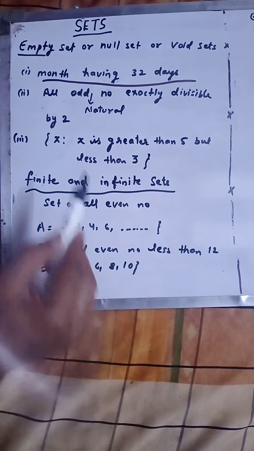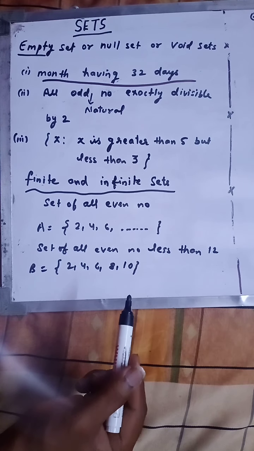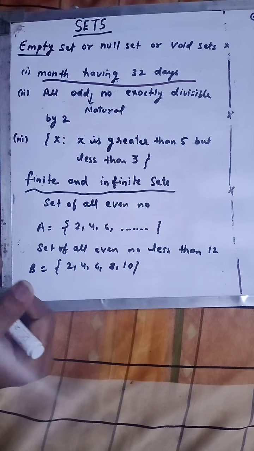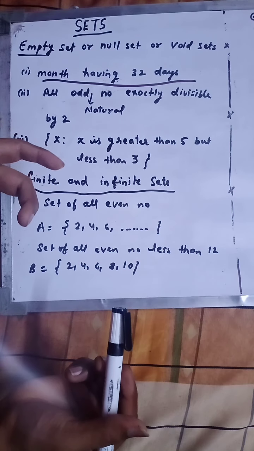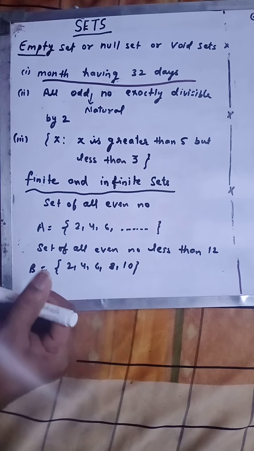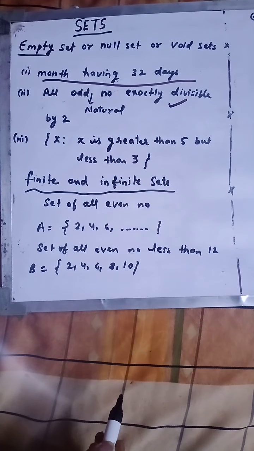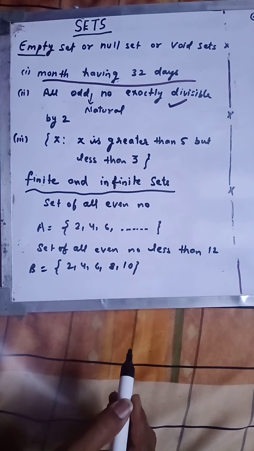All odd natural numbers exactly divisible by 2. Is it possible? They are not exactly divisible by 2. So it is also a void set or null set, you can say.